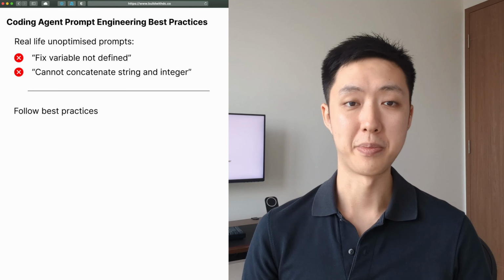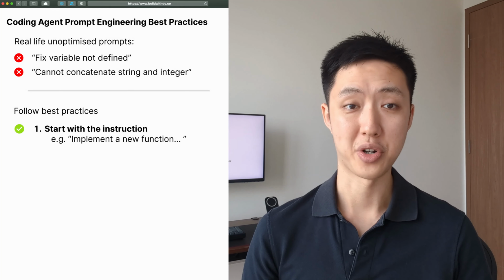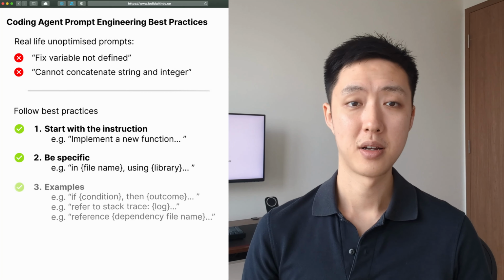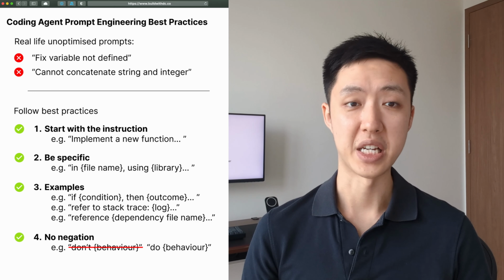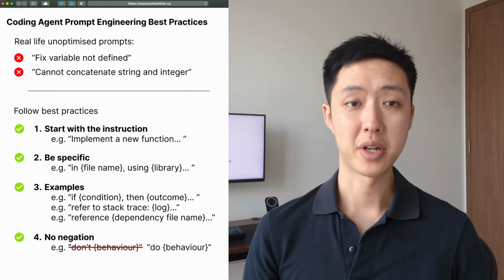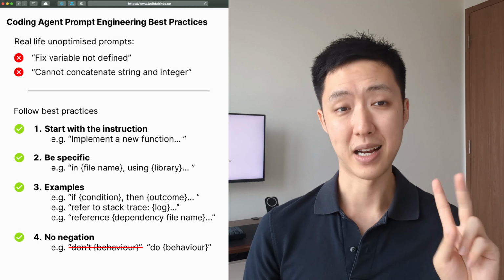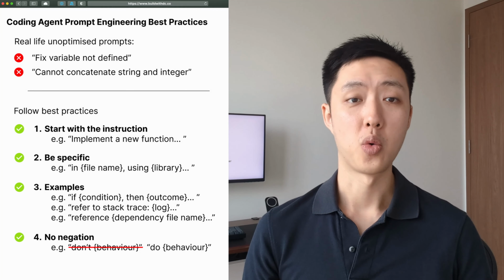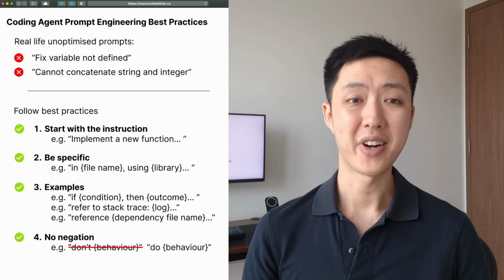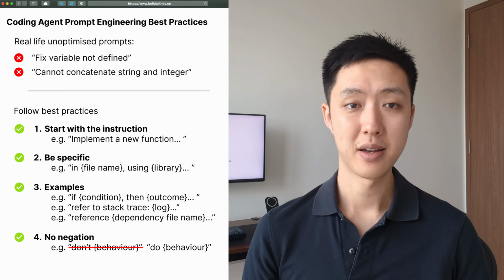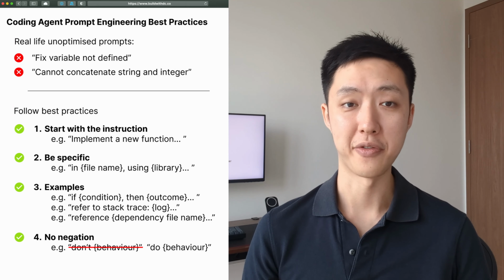Follow the general prompting best practices. Start with the instruction, be specific, give examples, and do not use negation. In the context of coding assistants, this means being explicit in stating the file name, class name, and also function name where you need help. Provide debugging outputs if you have any, and also explain what you want to achieve and describe the outcomes you're looking for. Your prompt should minimally be the size of a tweet, especially for agentic workflows that may take some time to process.